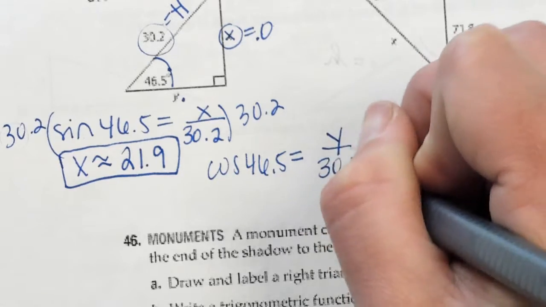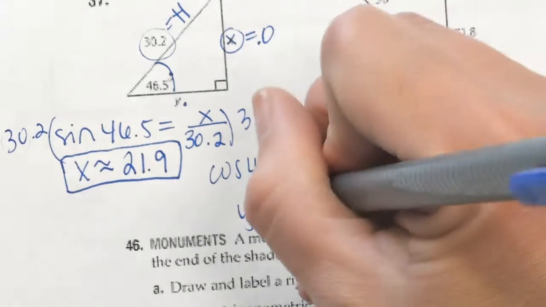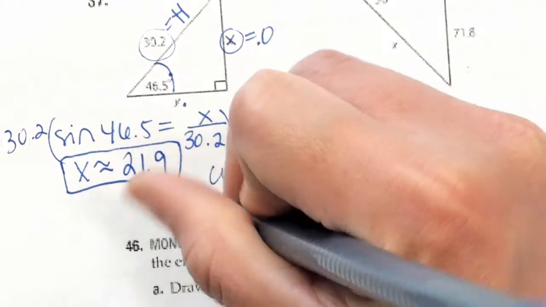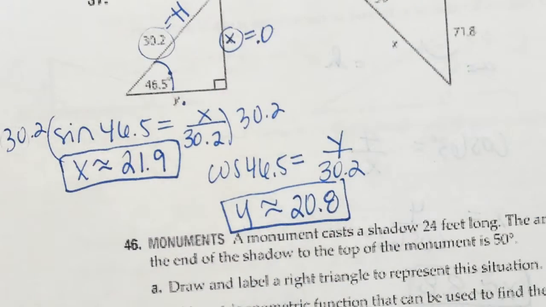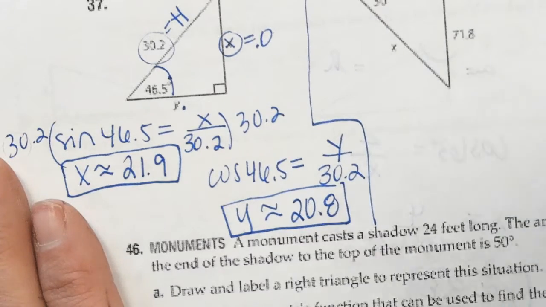Very good. And you'll solve for y the same way you did x, multiplying both sides by 30.2. Go ahead and try that. Alright, as soon as y'all get it, go ahead and say it out loud. 20.8. Very good. Any questions on that one? Go ahead and do number 38 on your own. Solving for x and y.